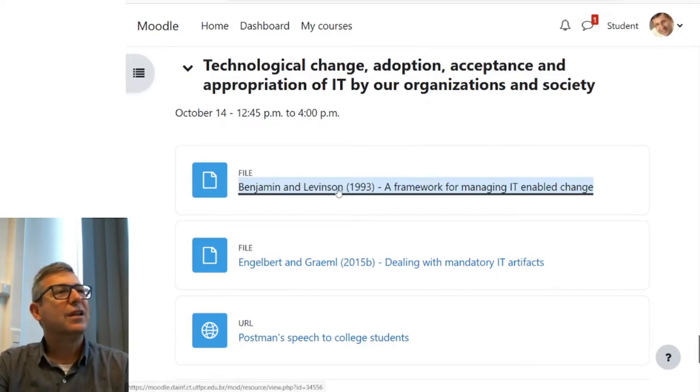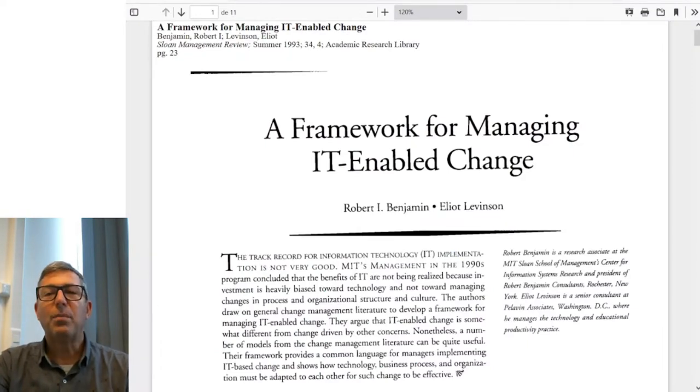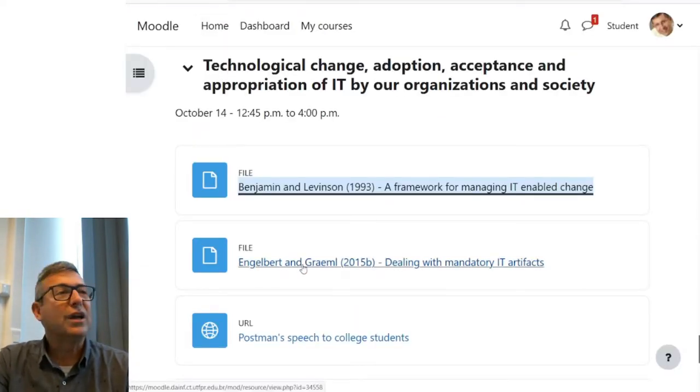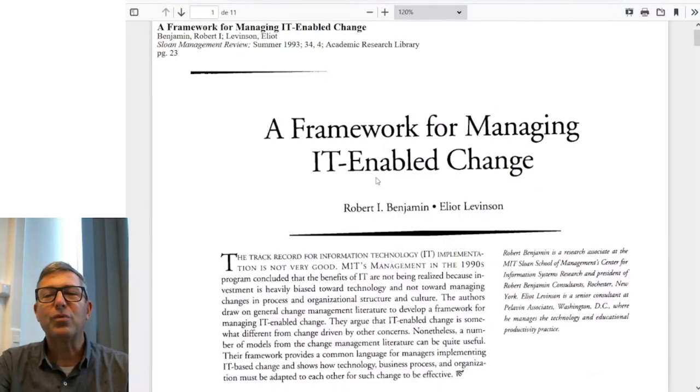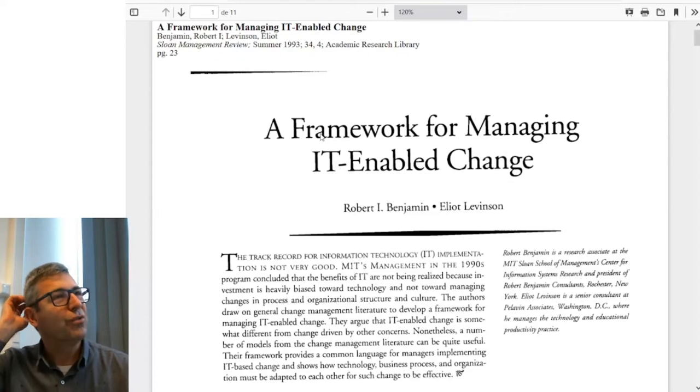The first one is a 1993 approach proposed by Benjamin and Levinson in a paper about the framework for managing IT-enabled change, right? And we will propose a second way of looking at change, which is very humbly proposed here by a doctoral student of mine. Well, Ricardo Engelbert is now a full professor, but he was a doctoral student some 15 years ago, in which we claim that there are some problems with this traditional way of looking at change. So first, let's have a look at the traditional way of looking at change.